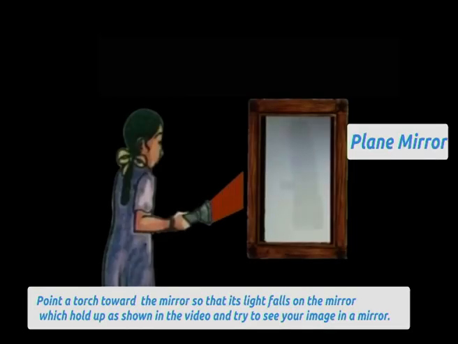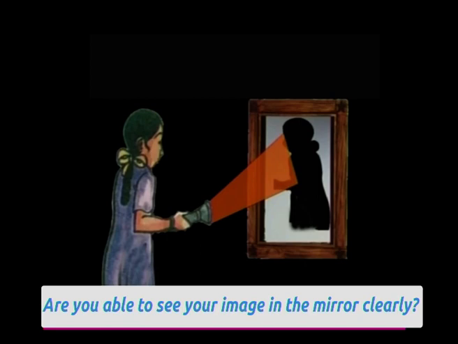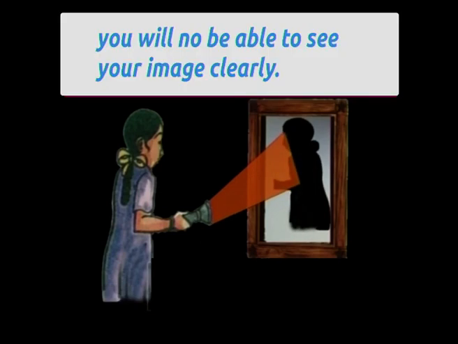Point a torch toward the mirror so that its light falls on the mirror, which is held up as shown in the video, and try to see your image in the mirror. Are you able to see your image in the mirror clearly? Of course, no. You will not be able to see your image clearly.